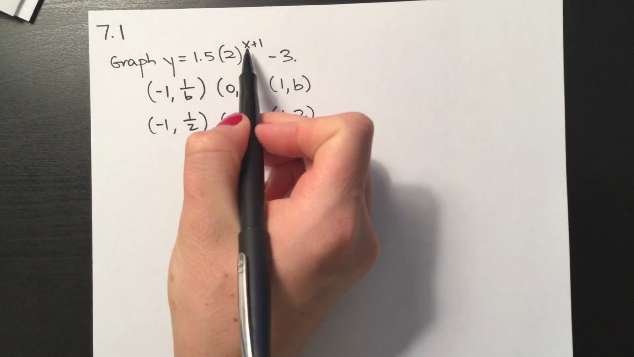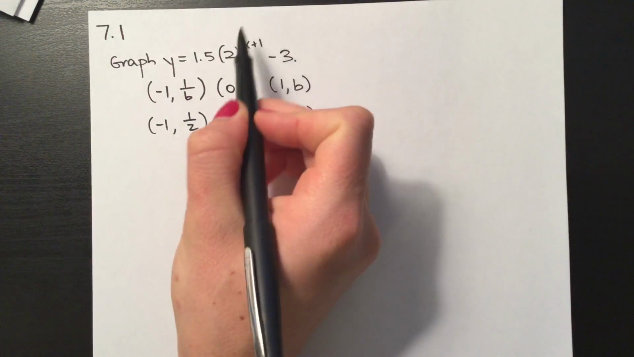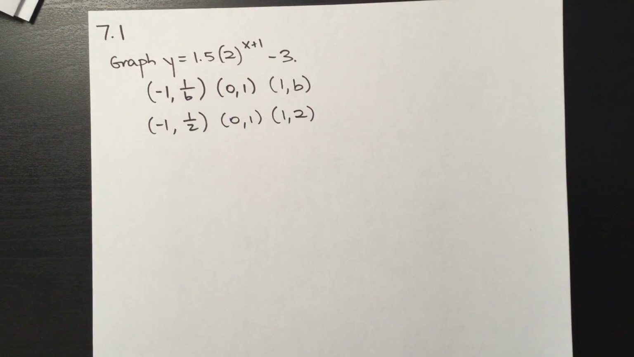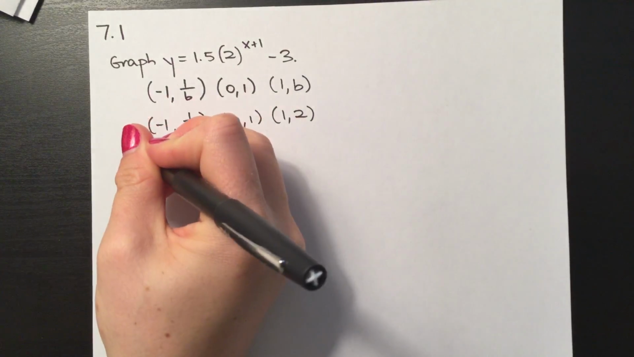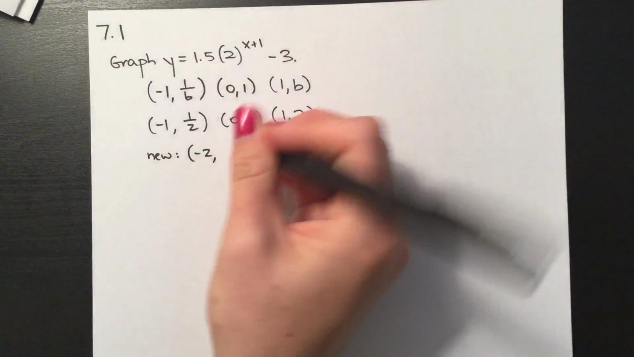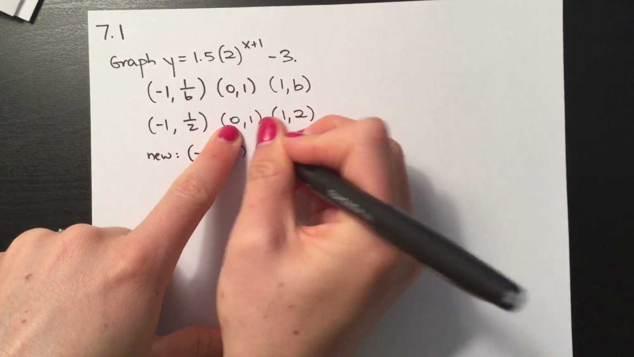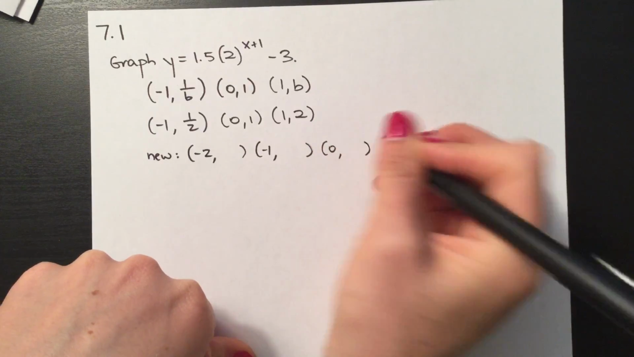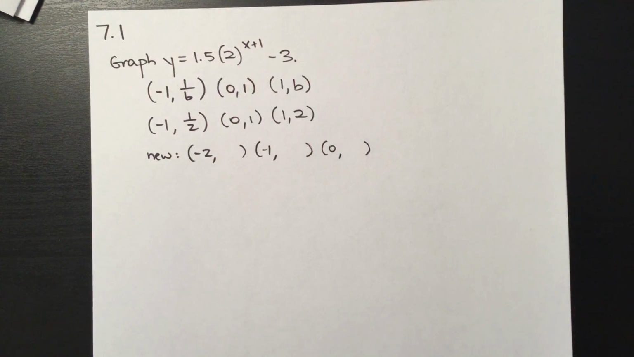All right, so this, the x plus 1. Remember, if it's in the x, if it's in the exponent like that, it always does the opposite of what it looks like it's going to do. So we're going to subtract 1 from all of our x values. So here are our new points. Subtract 1 from that x value, subtract 1, and subtract 1. Okay, so those are our new x values after our graph got shifted.